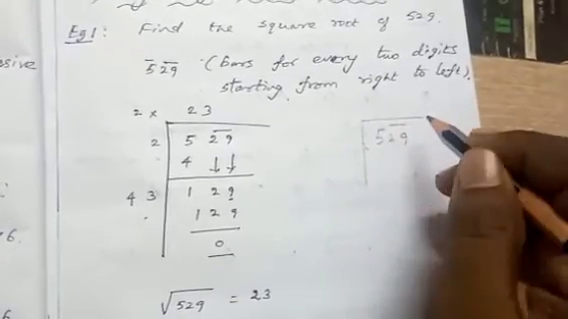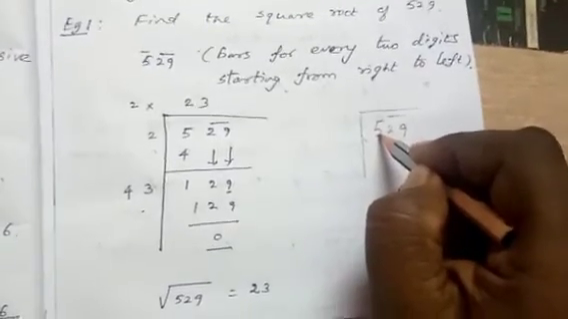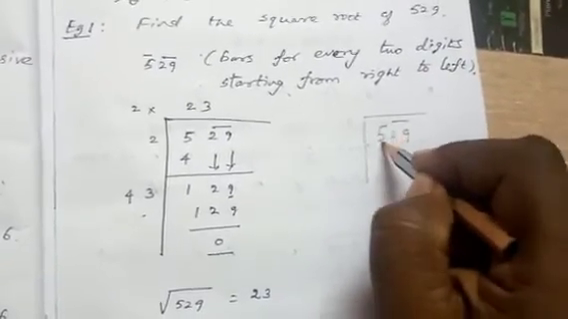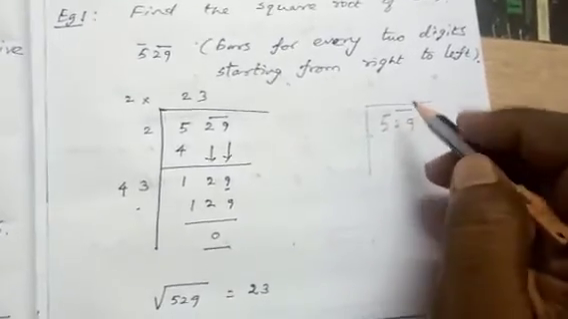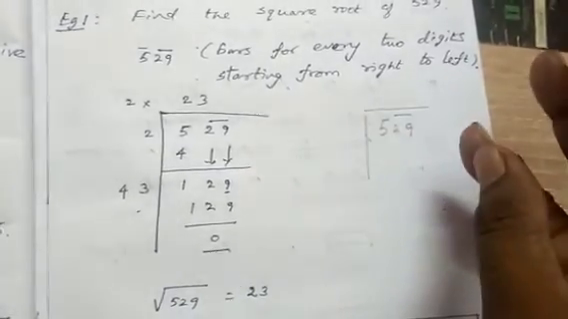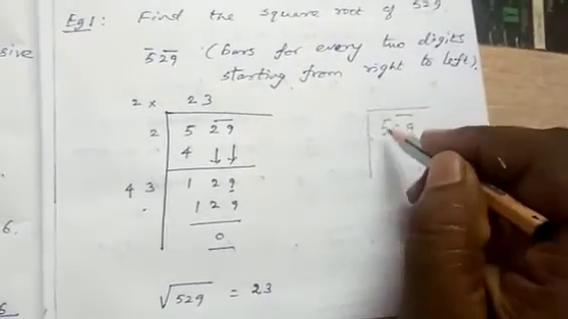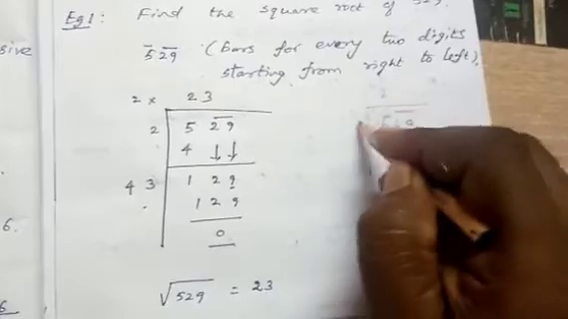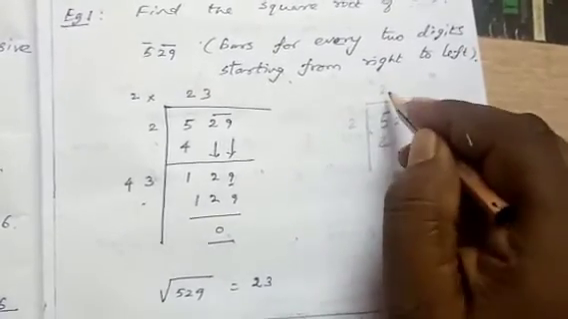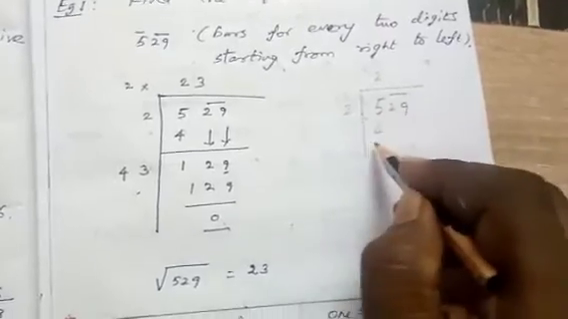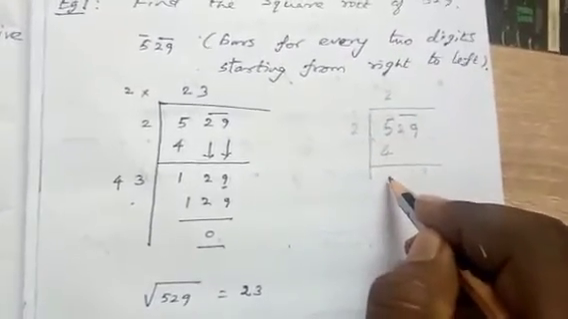The second step: here 5 is left, so find the nearest perfect square. We know the perfect squares: 1 one is 1, 2 twos are 4, 3 threes are 9. For 5, the nearest perfect square is 2 twos are 4. So 5 minus 4 is 1.